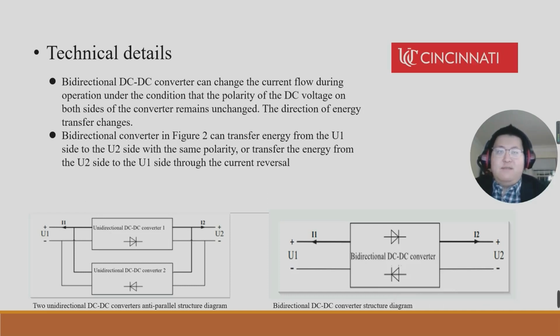Bidirectional DC-DC converter can change the current flow during operation under the condition that the polarity of DC voltage on both sides of the converter remains unchanged, so the direction of energy transfer changes. The bidirectional converter in Figure 2 can transfer energy from the U1 side to the U2 side with the same polarity, or from the U2 side to the U1 side through current reversal.